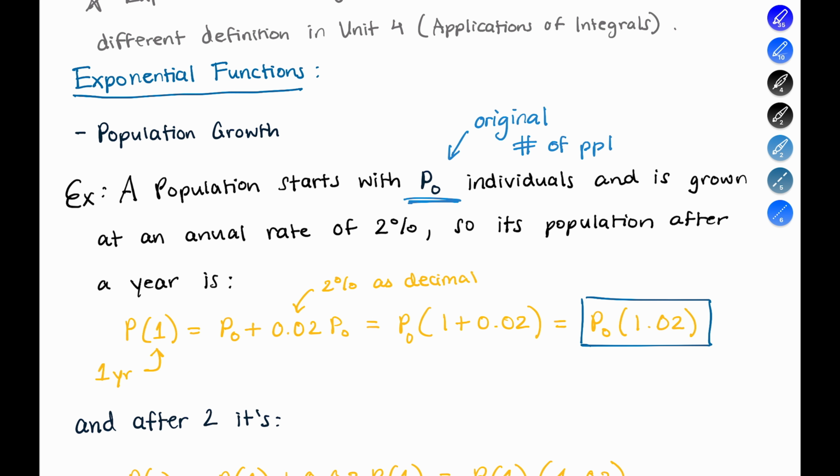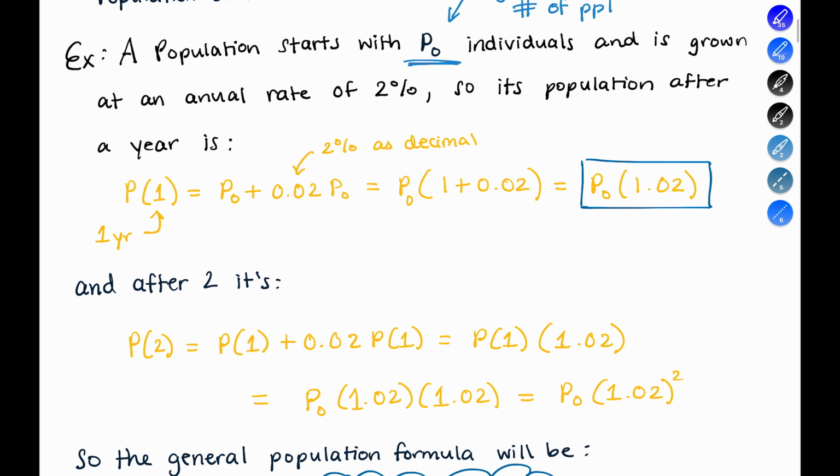So we say P1, and 1 stands for how many years there's been. So P1 is equal to P0, which is the original number of people, plus P0 times 0.02, which is the annual rate in decimal form. And that is equal to, when we factor out the P0, P0 times 1 plus 0.02, which is simply P0 times 1.02.